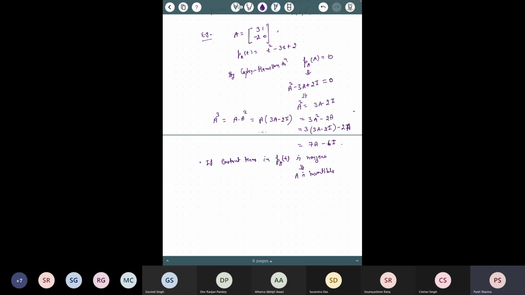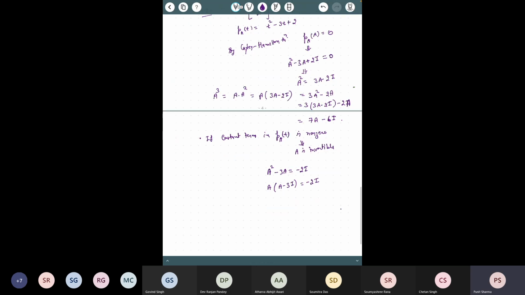Here, what can I write? I can write it as A squared minus 3A equal to minus 2I, right? But this can be written as A(A minus 3I) equal to minus 2I. Now I can divide by minus 2. Then what would it be? It would be A times (3/2 I minus A/2) equal to I. Now clearly you can tell what the inverse of A is. It is nothing but this matrix.